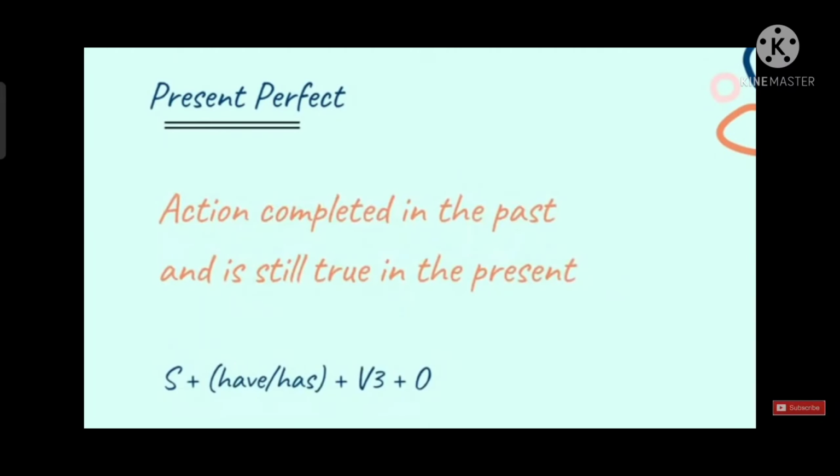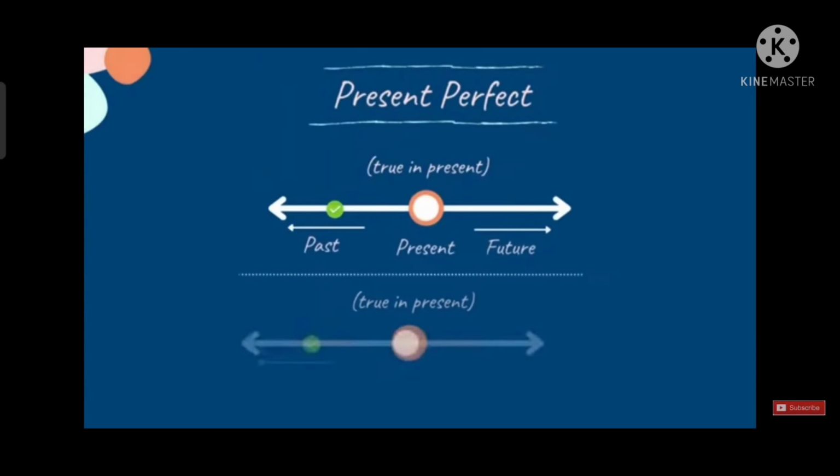What is a present perfect tense? An action completed in the past and still present in the present comes under present perfect tense. The structure of it is subject plus have or has plus verb's third form plus object. Let's understand its placement in the timeline.